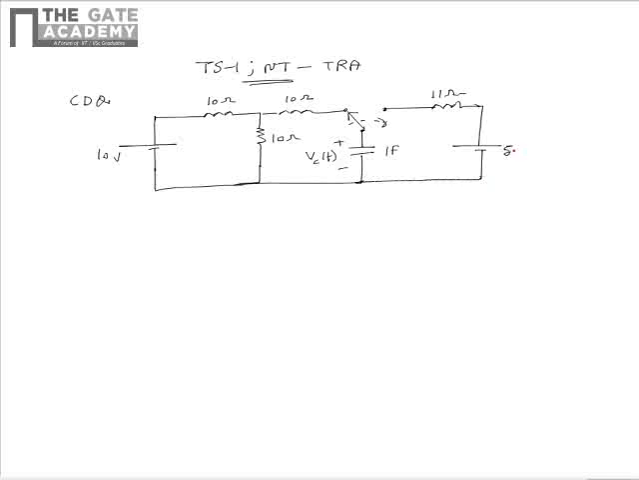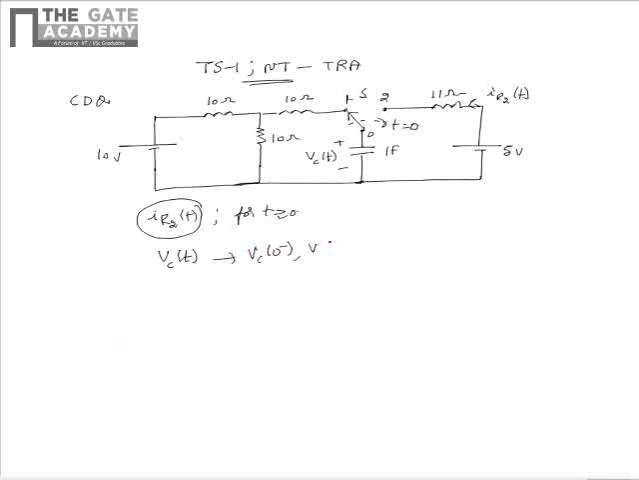There is a SPDT switch which is moved from position 1 to 2 at t equal to 0. The current through the 10 ohm resistor is written as IR2 of t. We need to find IR2 of t for t greater than or equal to 0. For that, we need to find Vc of t, which is dependent on Vc of 0 minus and Vc of infinity. So first we need to find these two quantities, then find Vc of t, then IR2 of t.